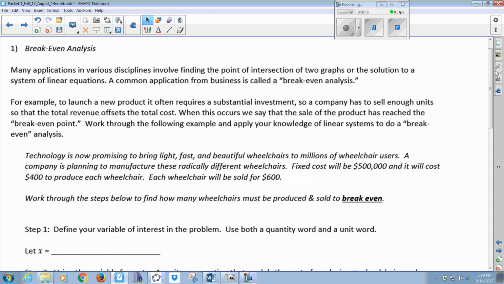Many applications in various disciplines involve finding the intersection point of two graphs, which is the solution to a system of linear equations. A common application from business is called a break-even analysis. Again, I just want to mention that this intersection point is a solution to a system of linear equations, and it assumes that both graphs are straight lines.